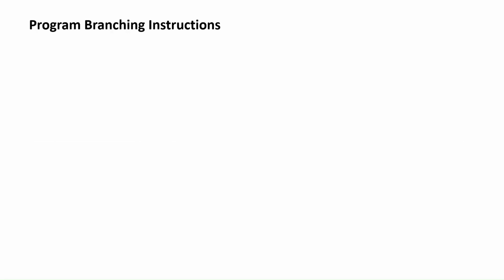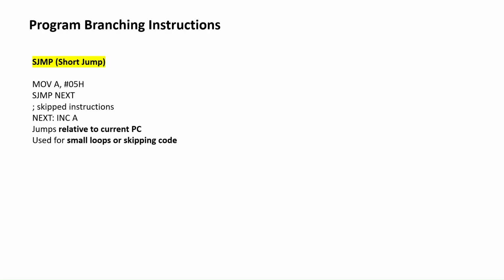Normally, a program runs line by line from top to bottom. But sometimes we need to jump to another part of the program, repeat a loop, or call a subroutine. That is where program control instructions are used. I will explain the following instructions: SJMP, LJMP, AJMP, CALL, RET, DJNZ, JZ, JNZ. Let's start with the first instruction.